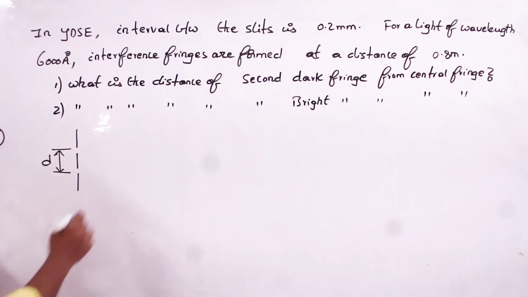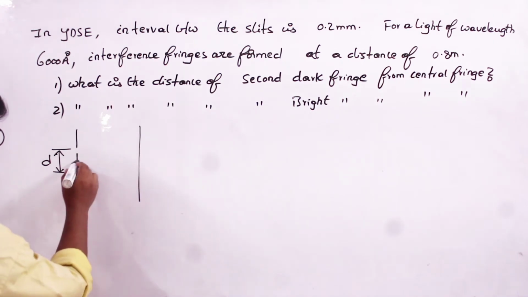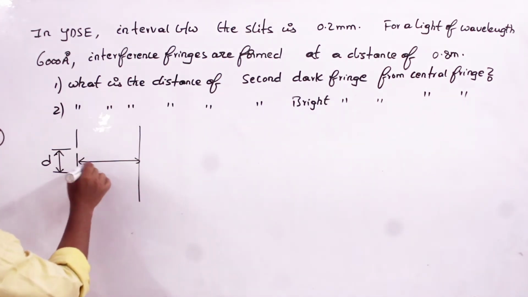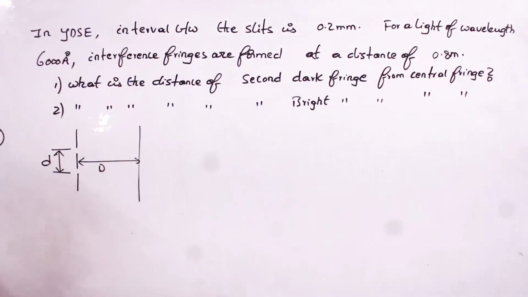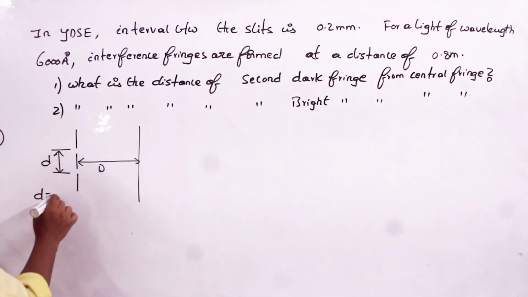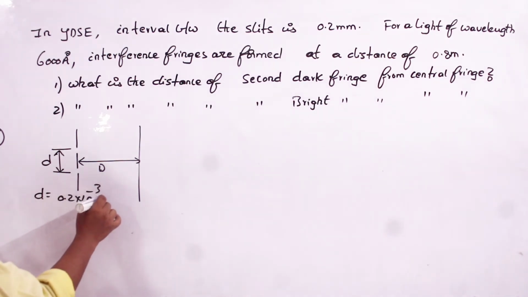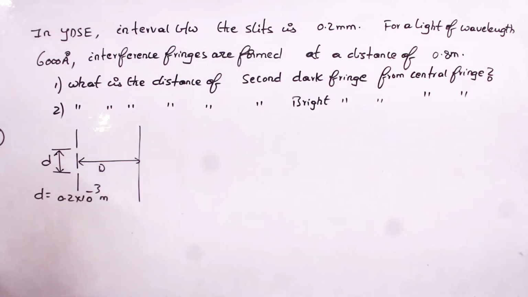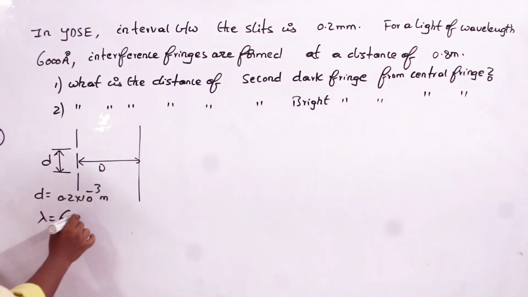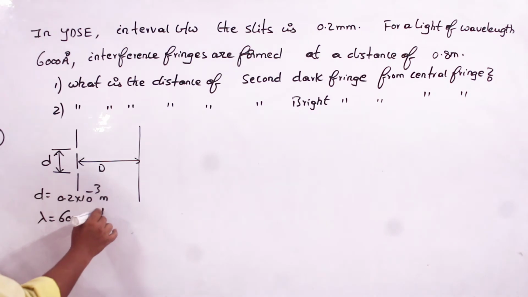Clear, no? And the distance of slits from the screen is called capital D. This is capital D. So small d, how much did he give? Small d is equal to 0.2 mm, which means 0.2 into 10 power minus 3 meters. And what is the wavelength of light used? 6000 multiplied by 10 power minus 10 meters.